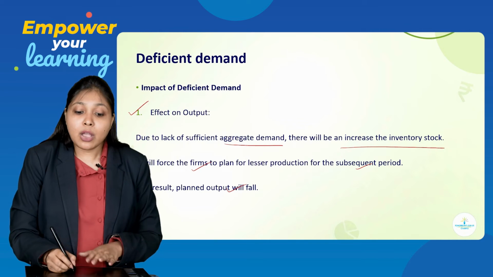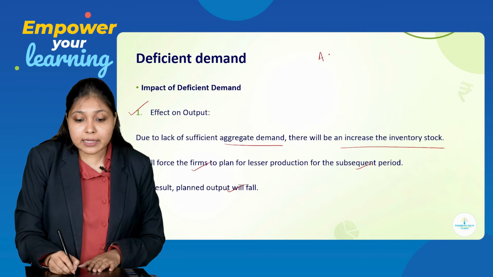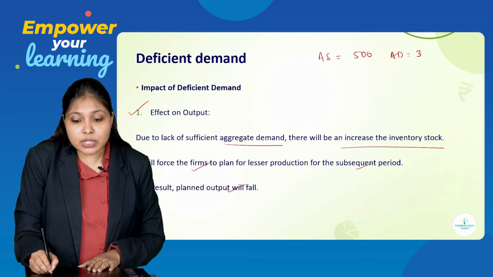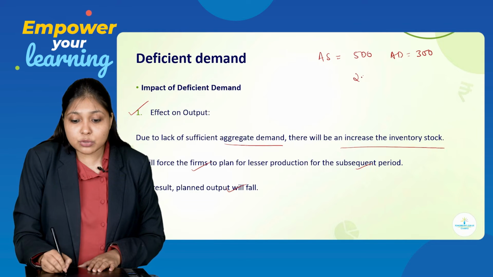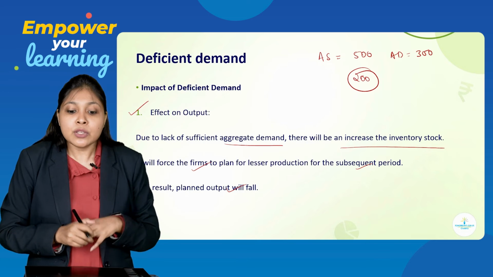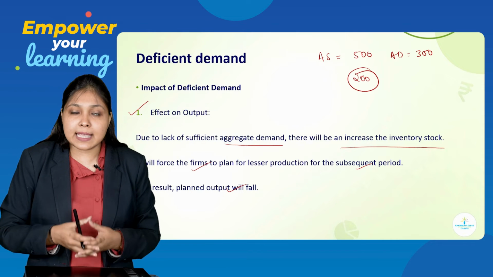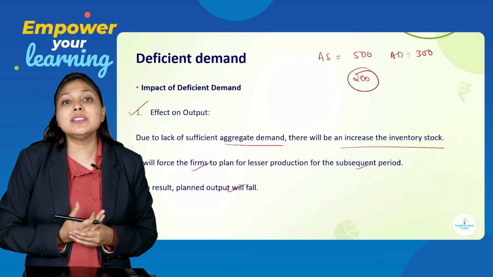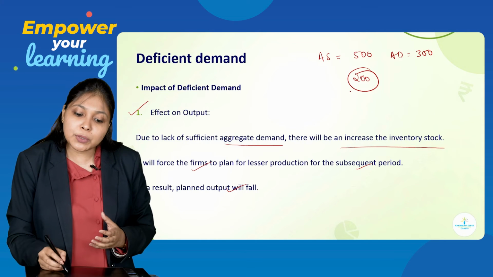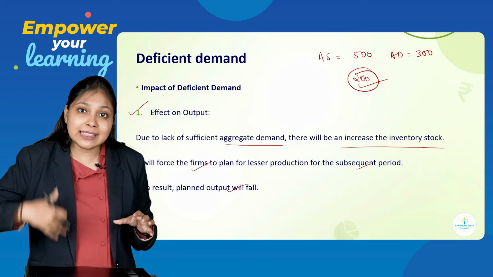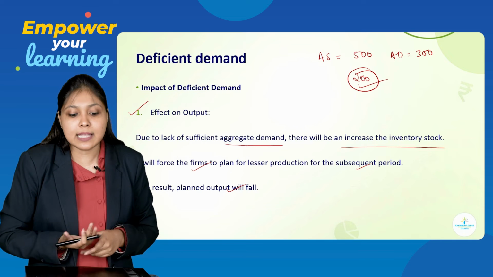What is happening? Already my aggregate supply is 500 units, but my aggregate demand is just for 300 units. That means 200 units are extra kept in my inventory. So if 200 is extra, why will a seller supply more goods? He will always want to clear his stock. He will always want to clear his inventory first and then increase the production or increase the output.